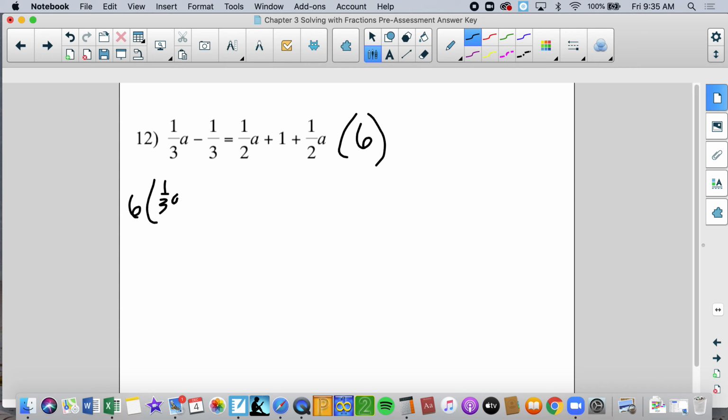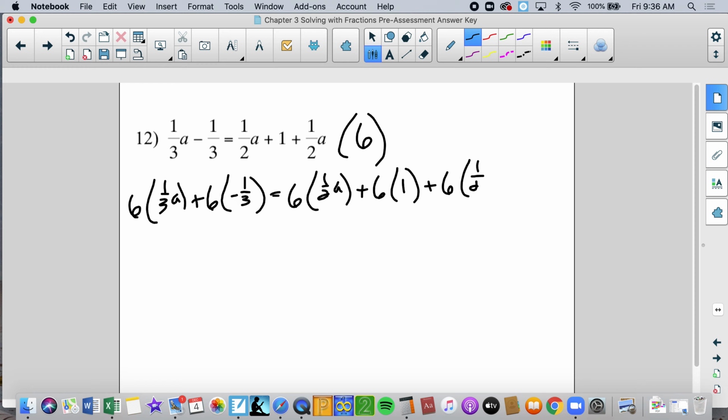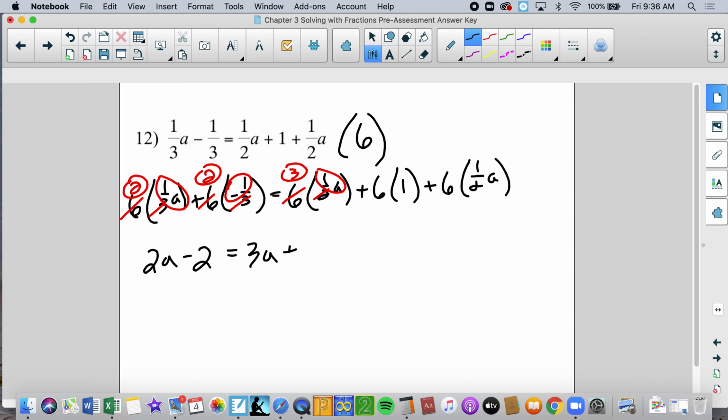6 times 1/3 a plus 6 times -1/3 equals 6 times 1/2 a plus 6 times 1 plus 6 times 1/2 a. 3 in the denominator cancels. 2 times 1a gives me 2a. 3 in the denominator, 6 is 2 times -1, which is -2, equals 2 cancels with 6, 3 times 1a is 3a, plus 6 times 1 is 6, and then 2 in the denominator, 6, 3 times a gives me 3a.